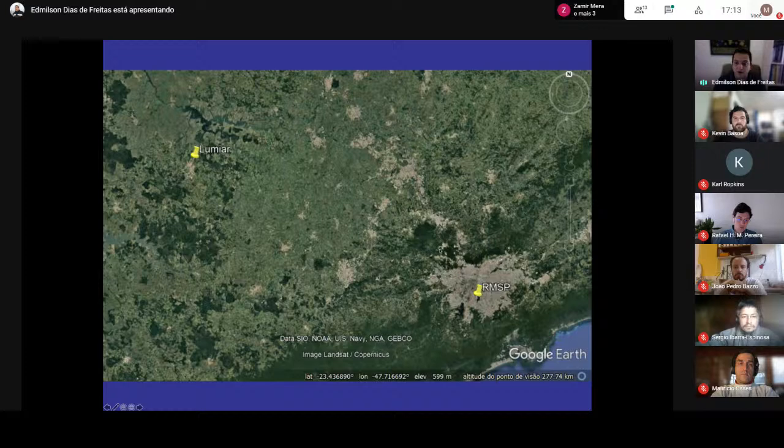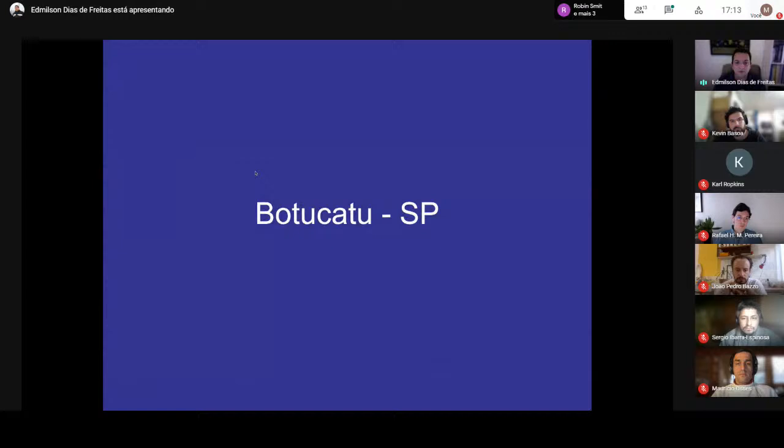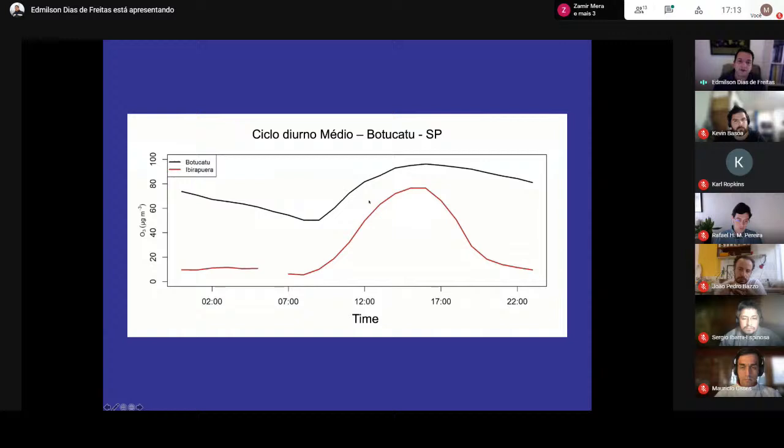And what we were trying to do was to measure how the pollution emitted here in São Paulo could affect this location a little bit far from the urban center. And we had different interesting results. In this picture here, we can see in black the mean ozone concentrations for Botucatu, in comparison with Ibirapuera, which is one of the stations here in São Paulo that had the most air quality violations in São Paulo. And one thing that we can see here is that although we are in the countryside of Brazil, the levels of ozone over there are even worse than the ones that we see in the urban area.